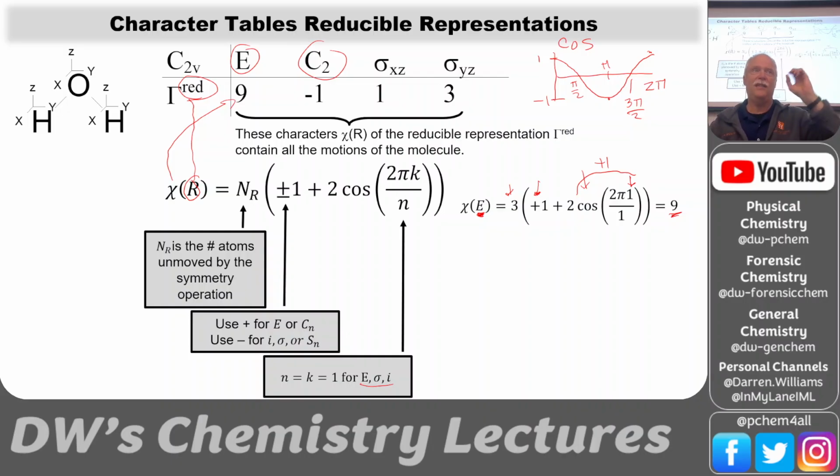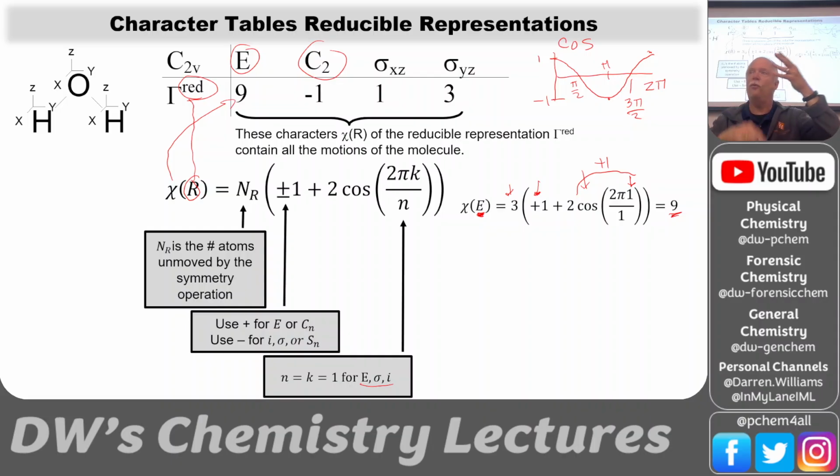Now, does that make sense? Think about the molecule. How many degrees of freedom do we have? Each atom has 3 degrees of freedom, X, Y, and Z. It can move in X, Y, and Z. So if we have 3 atoms, 3 times 3 is 9. So this reducible representation should be the sum of 9 rows in our character table, because we have a row associated with each motion in the molecule.